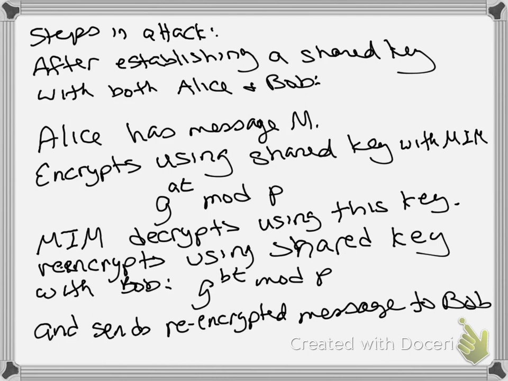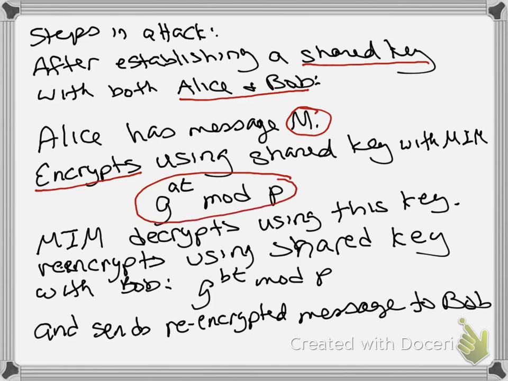So here are the steps in the attack. The intruder establishes shared keys with both Alice and Bob. Alice has a message M that she'd like to send to Bob. She encrypts the message using the shared key that was established not with Bob, but with the man in the middle. Because the shared key was established with the man in the middle, he can decrypt the message using this key.